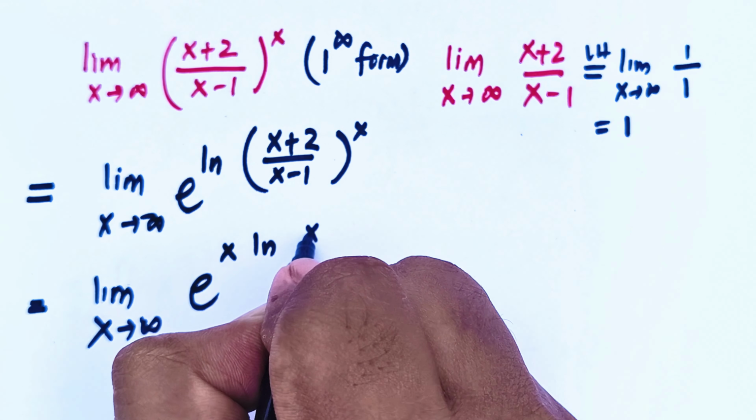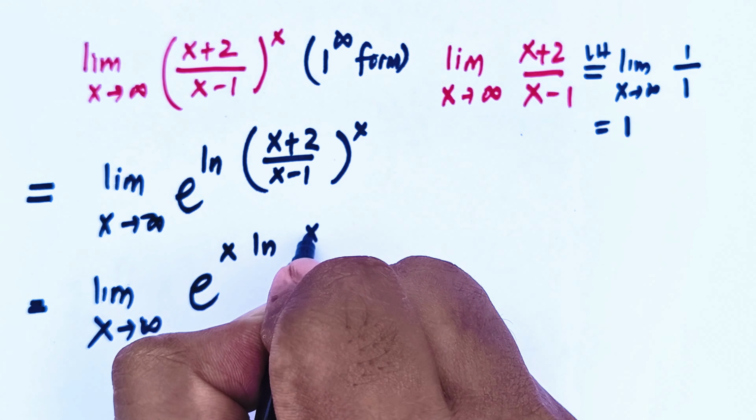Next step is to bring the limit inside. It becomes limit x goes to infinity of ln of x plus 2 over x minus 1, whole divided by 1 over x. Let's verify in which form our limit is. When x goes to infinity, we have seen this goes to 1. So ln 1 is 0. And when x goes to infinity, 1 over x goes to 0. So this is in 0 over 0 form. Our limit is in 0 over 0 form. We'll take the derivatives.